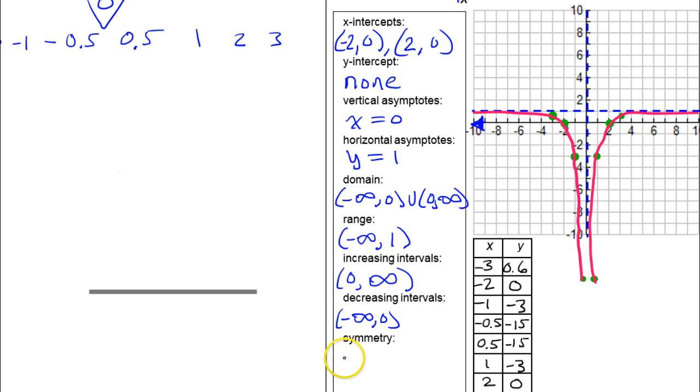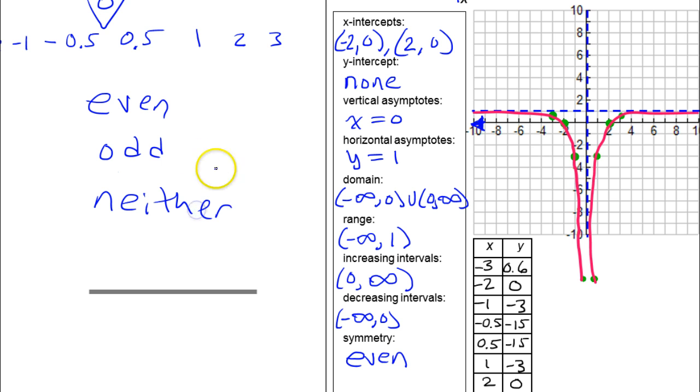Now this does have even symmetry. Alright, the choices were even, odd, or neither. It's even when the y-axis splits the function perfectly right down the middle. And as I pointed out on the table, you can see the balance between these numbers that match. So every point has a mirror image across the y-axis. That makes it even. Remember that odd would be one that looked the same even when you turned it upside down. You know, so when you have a function that's like this, and if this is the origin, this would be odd, for example.